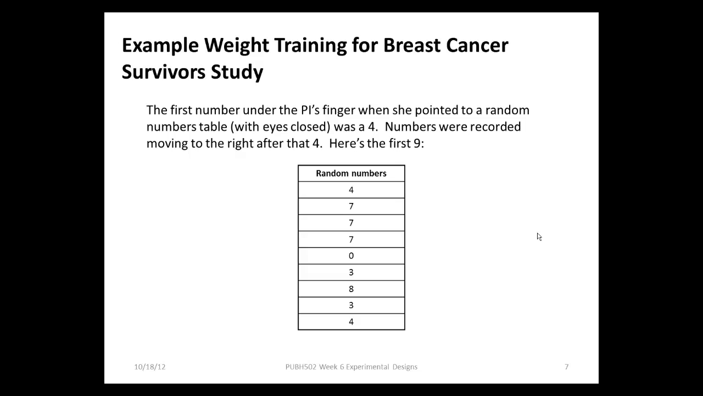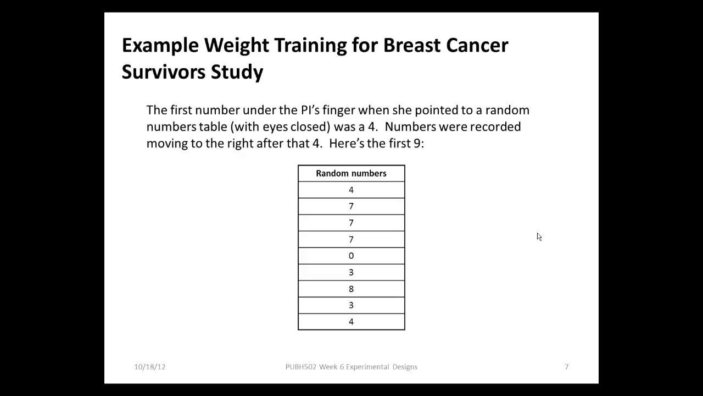She opened a random number table, closed her eyes, waved her hand around, and put her finger down on a number. It was 4. And then she had decided ahead of time that she would move across the random number table to the right, and she listed the first 9 numbers that came up in the table. 4, 7, 7, 7, 0, 3, 8, 3, 4.